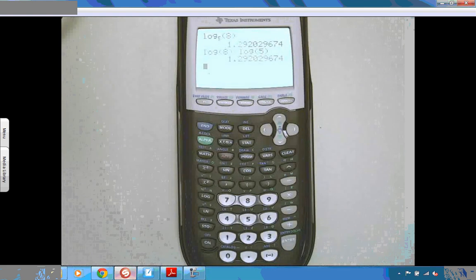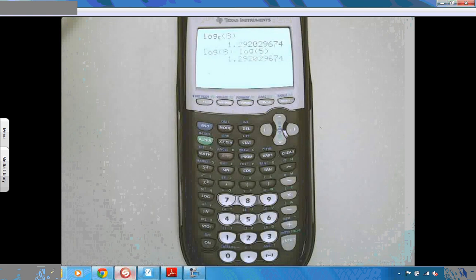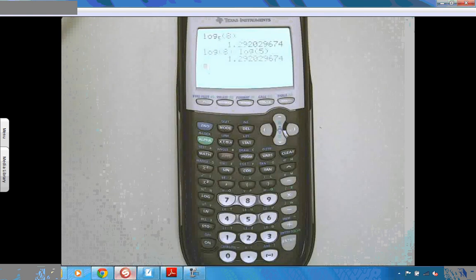I want us all to be able to do this, but I'm not going to make you do it on the test. I'm not going to say you have to use change of base and show me. Whatever you need to do to get the right answer, right? Question: when you're doing the log over log, you have to write the log every time. Yes, I need to see the log.